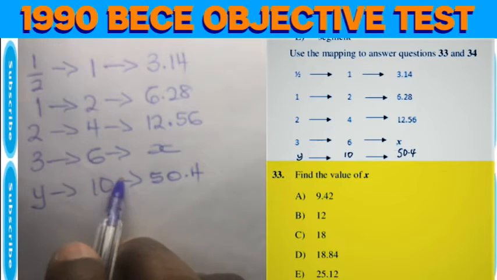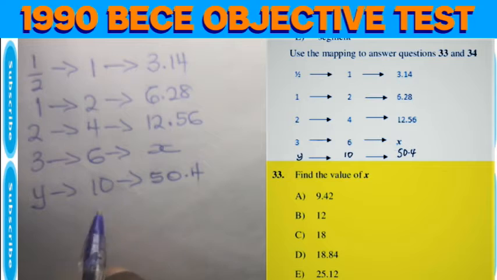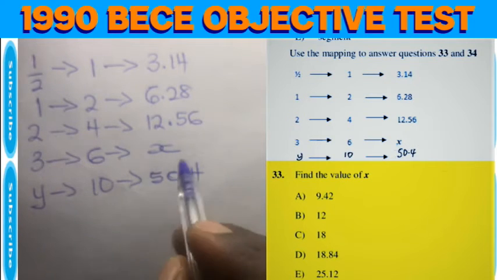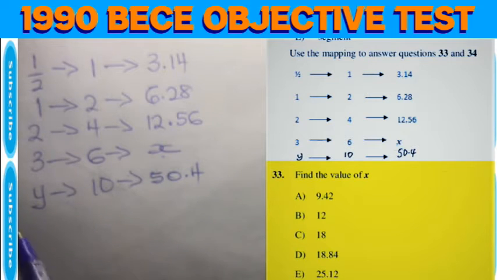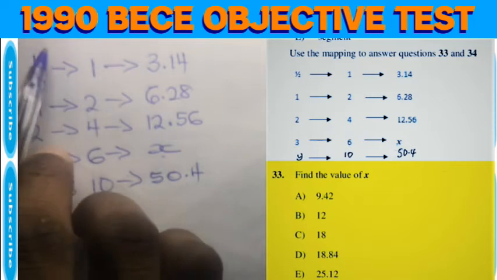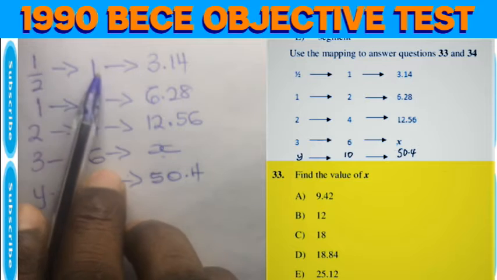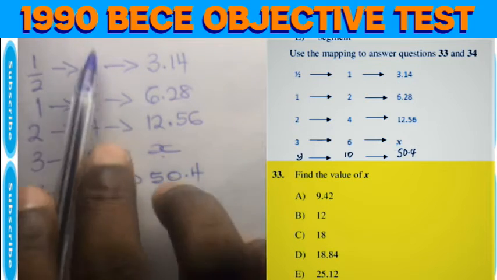So this is what we have from the question, and question 33 demands that we find the value of x. So this is where we have x, and for us to be able to find the value of x, there is the need for us to understand this whole mapping. Okay, this is where we have between this and that. This is the domain, and this is the codomain.